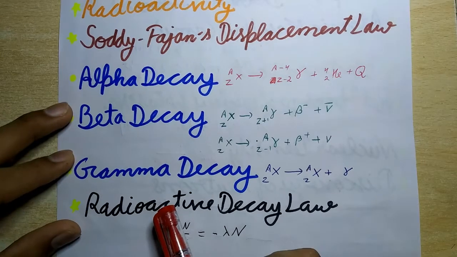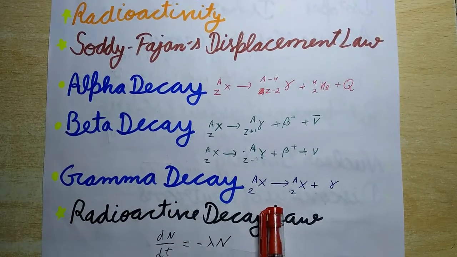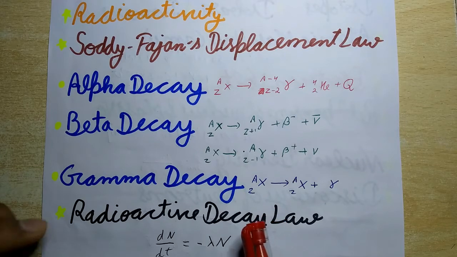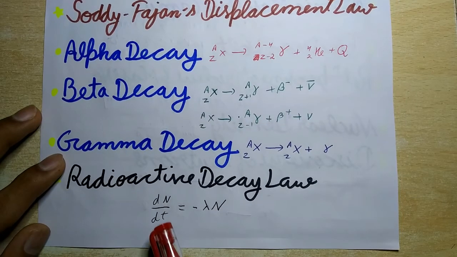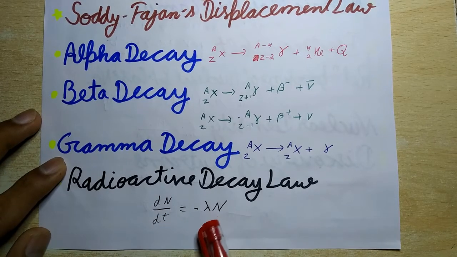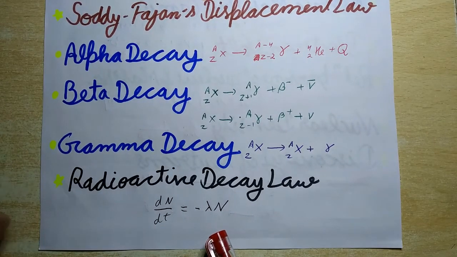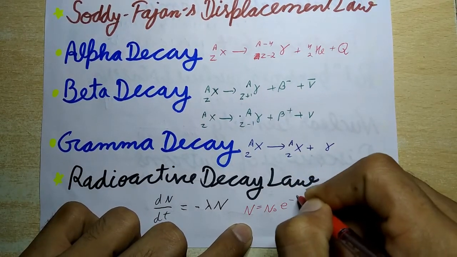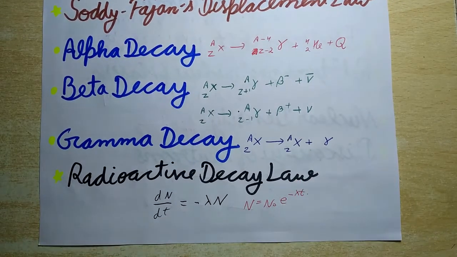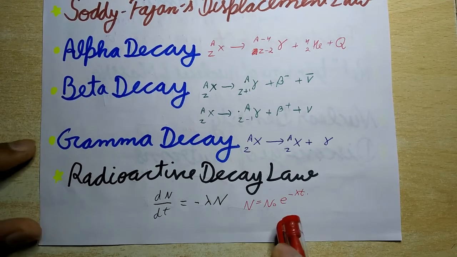Now next is the radioactive decay law. The number of atoms of a radioactive sample disintegrating per second at any instant is directly proportional to the number of undecayed radioactive nuclei present at that instant. So here you can see the expression dN/dt equals minus λN. The law may be expressed as N equals N naught e to the power minus λt, where N naught is the number of nuclei at time t equals 0 and λ is the decay constant.